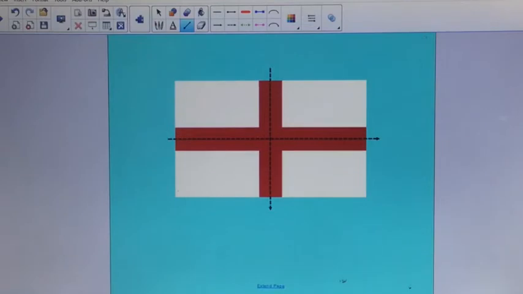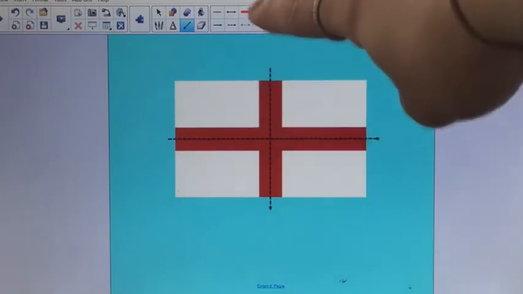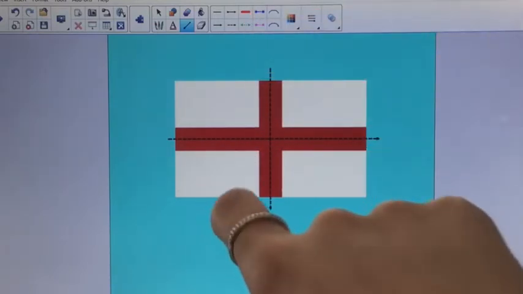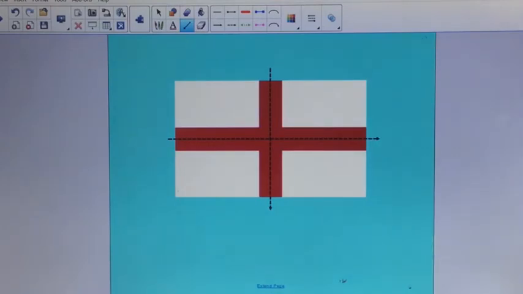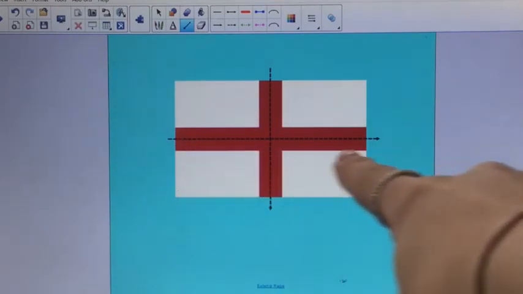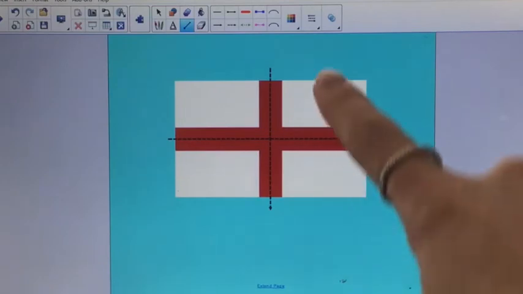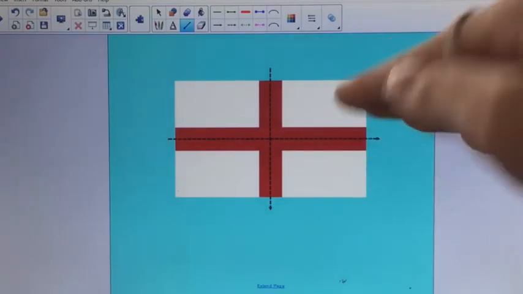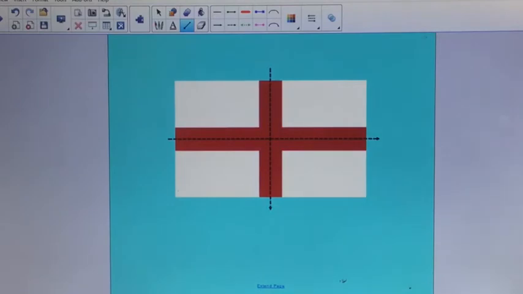So these are the lines of symmetry that you should have found. So we've got one going from top to bottom through the middle there. And you'll see that the pattern on either side of that line is exactly the same. And one going from the left to right across the middle there. And the pattern on the top half and the bottom half are exactly the same. They are mirrored. Okay, and well done if you also identified that it was the flag of England.